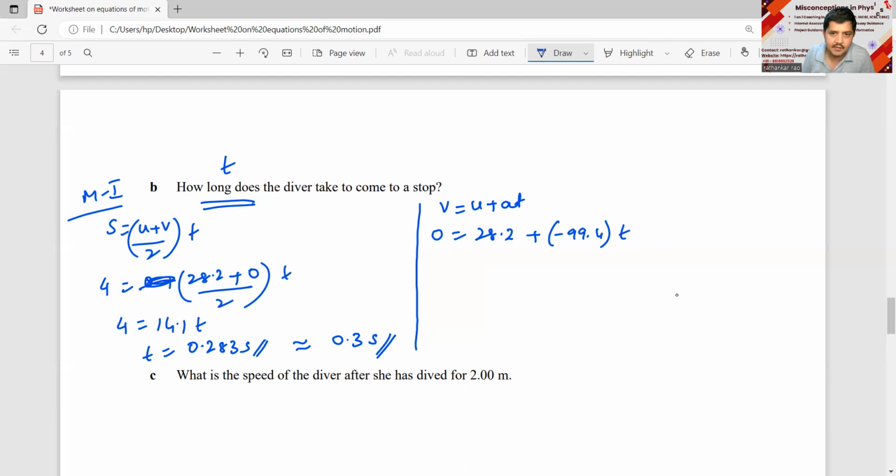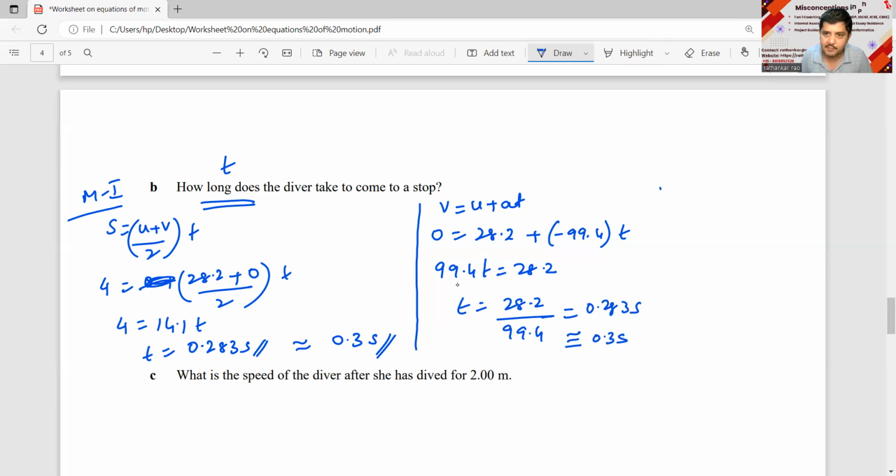So now I will write this as 99.4 times T is equal to 28.2. T should be equal to 28.2 divided by 99.4. Let me calculate this value: 28.2 divided by 99.4, which I get once again as 0.283 seconds, which is once again 0.3 seconds. So this method also works well and is also correct. Then shall we do it by any other method?